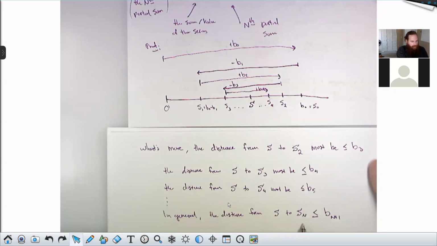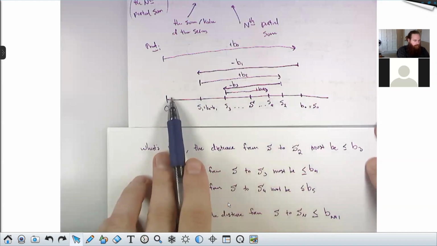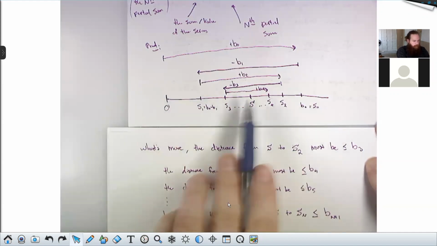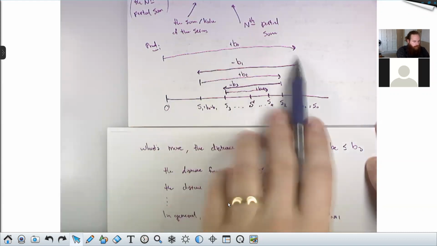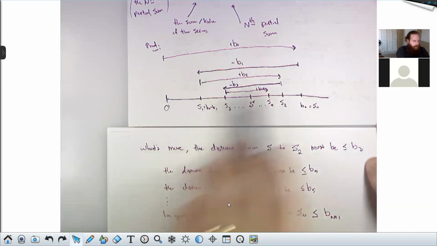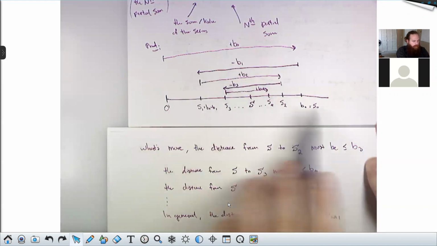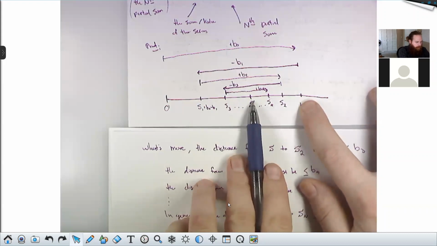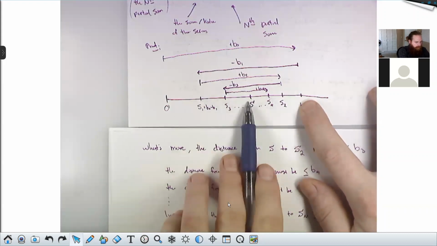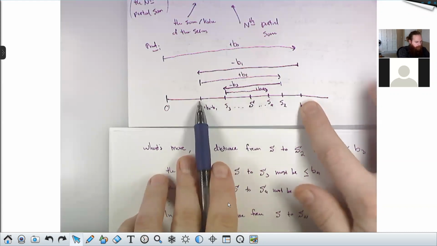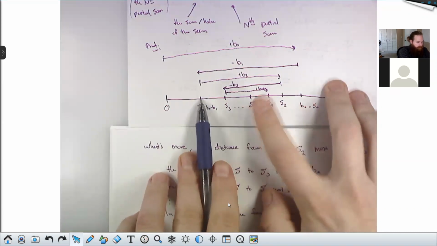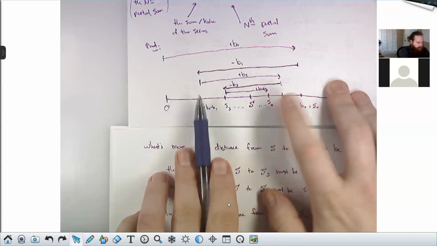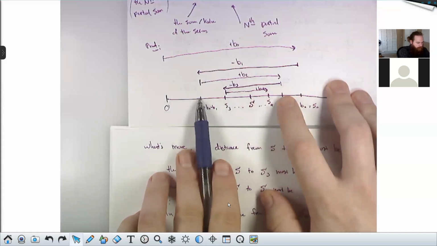Because to go from Sn to Sn plus 1, we're going to walk over Bn plus 1, but that means jumping all the way over S. So the distance from S0 to S has to be smaller than B1, because when I go from S0 to S1, I'm moving left by B1 and that jumps me over S. So this distance has to be smaller than this distance because this distance is contained within this distance. Then this distance to this distance has to be smaller than this distance because this is contained within this.